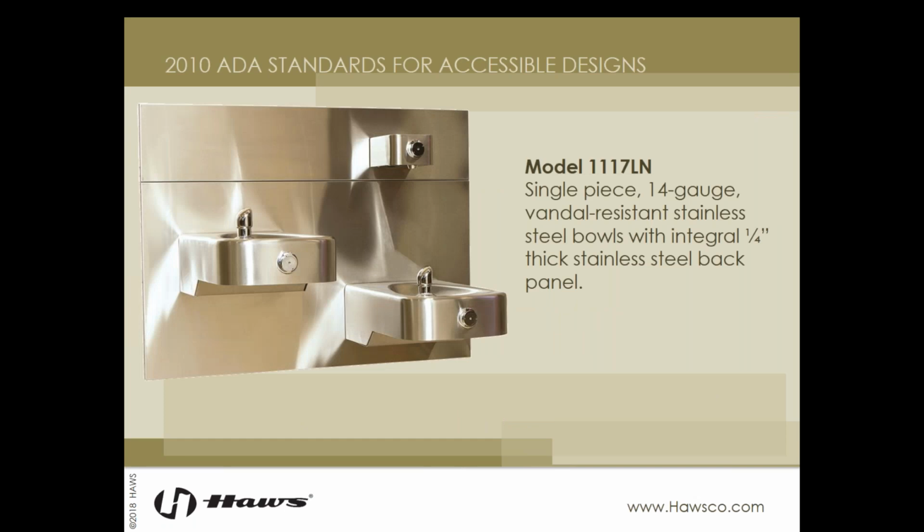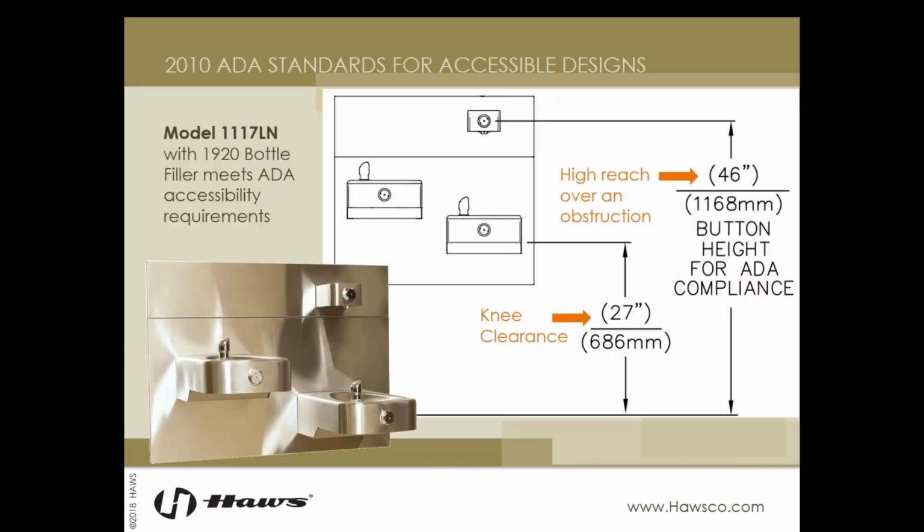Here we go. Remember my 1117 LN plug? This shows the 1920 installed over our high-low fountain on the low side to make it as accessible as possible. Depending on how high off the ground this is installed, it could be non-compliant if the installer were to position it too high or too low. But this is generally the configuration that you're going to find it in. These are made of the same 14 gauge stainless steel, and they use that same front access push button as the fountain, which makes it all very easy to maintain from a maintenance standpoint.